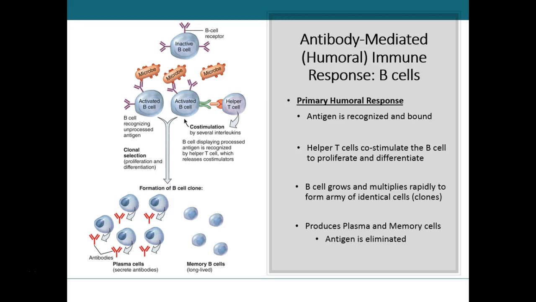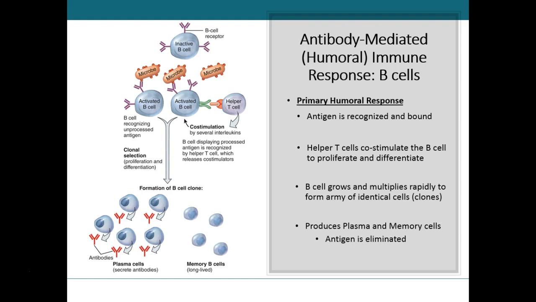Just like with the T cells, the body contains millions of different types of B cells. Each B cell is capable of responding to a specific antigen. Cytotoxic T cells leave the lymphatic tissue and go seek out and destroy foreign antigens and pathogens, but the B cells stay where they're at.